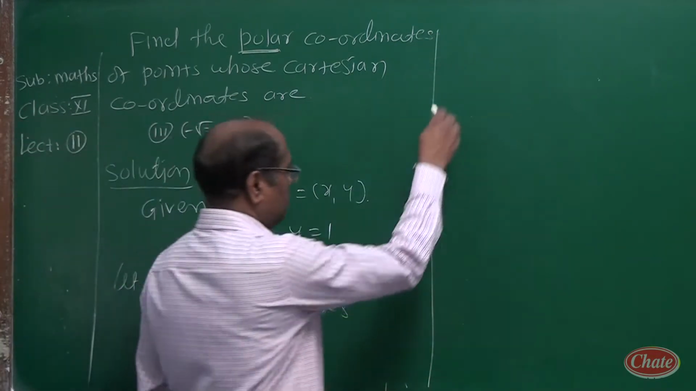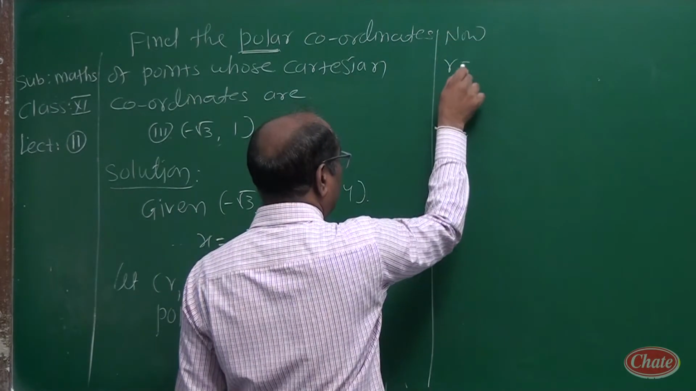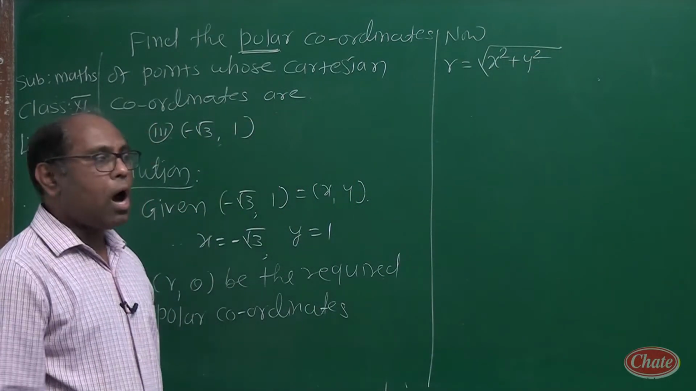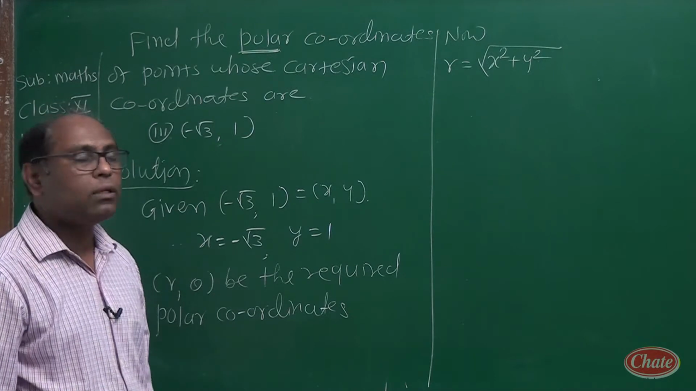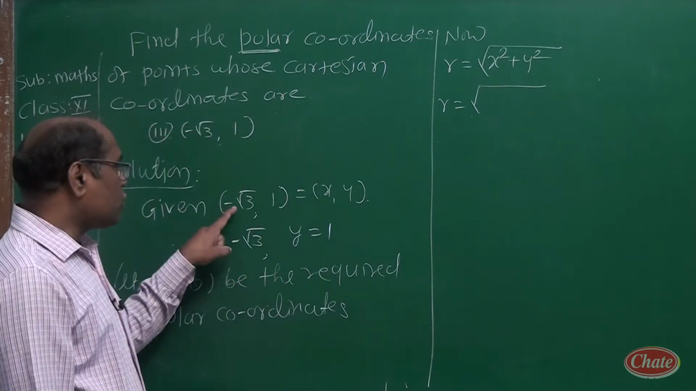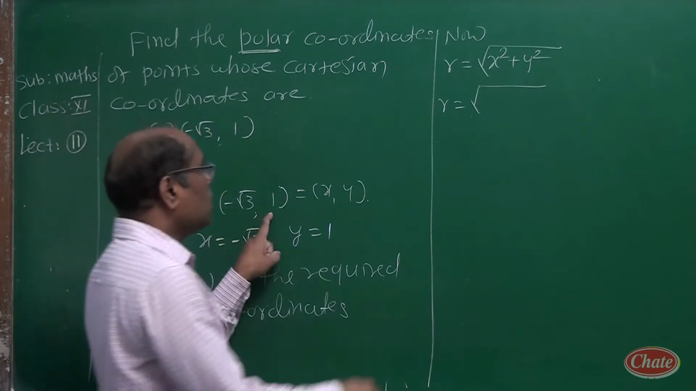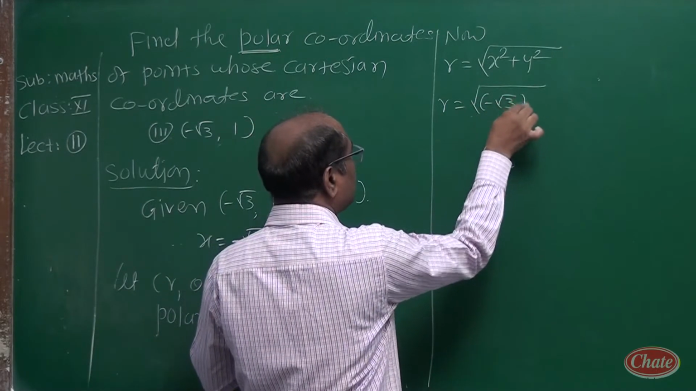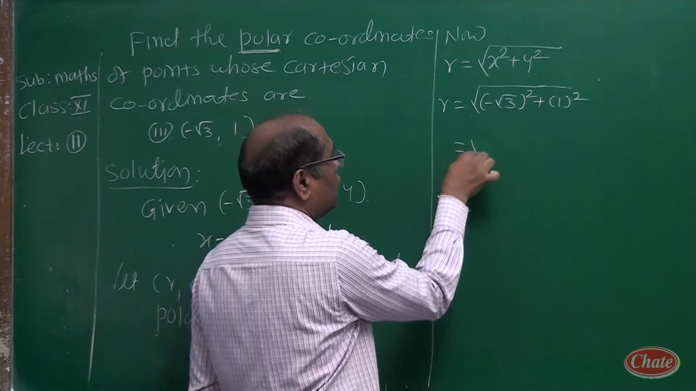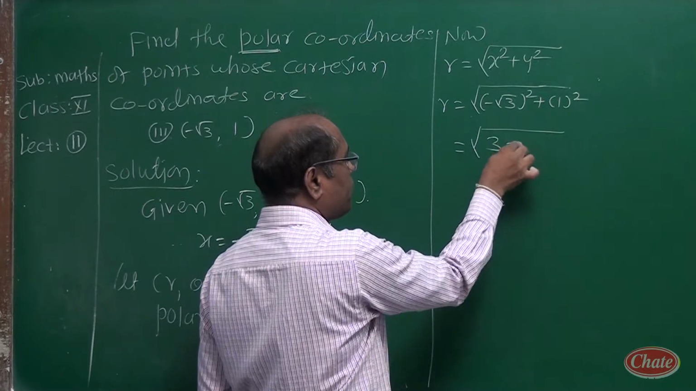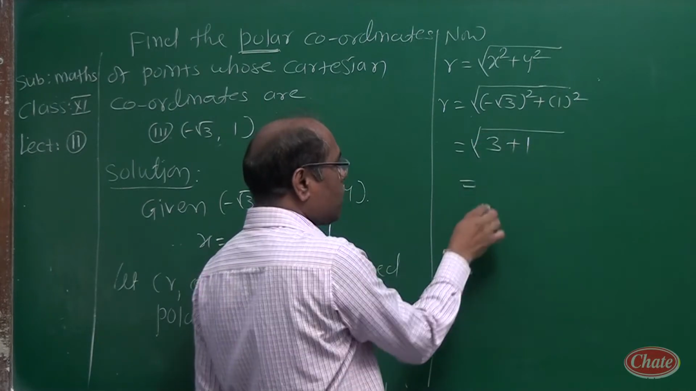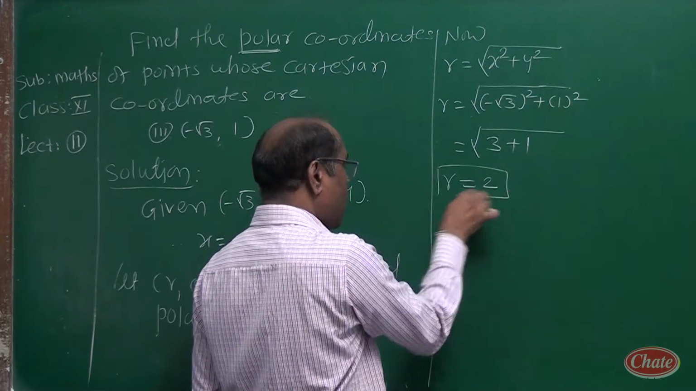Now we know that r is equal to root of x square plus y square. So here we have to put the value of x and y. What is the value of x? Minus root 3. What is the value of y? 1. So here minus root 3 square plus 1 square, that is equal to root of 3 plus 1, that is root 4. If we take the square root, that will be 2. So therefore r is equal to 2.